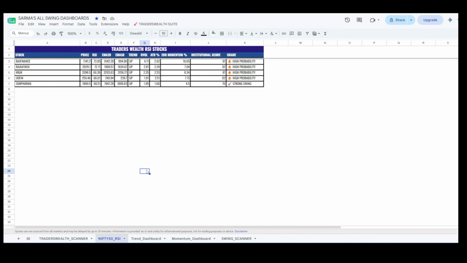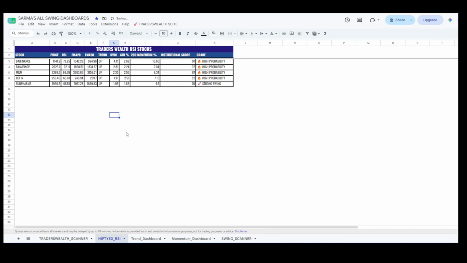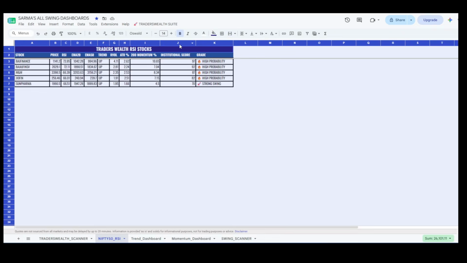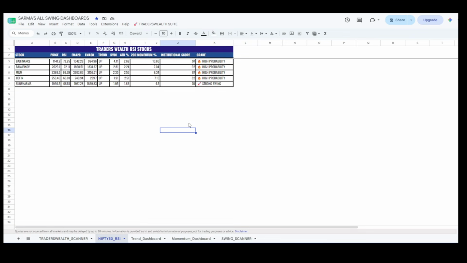And the second one is RSI. This is based on RSI, ATR, relative volume, and EMA 50, EMA 20. I have given four or five conditions, and the best momentum stocks will be with the condition called RSI. This scanner will also show you the probability and high swing stocks.